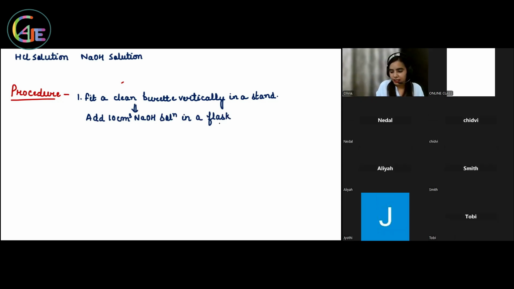I'm talking about the conical flask right here. Then you need to add your indicators. What you need to add? You need to add your indicators.